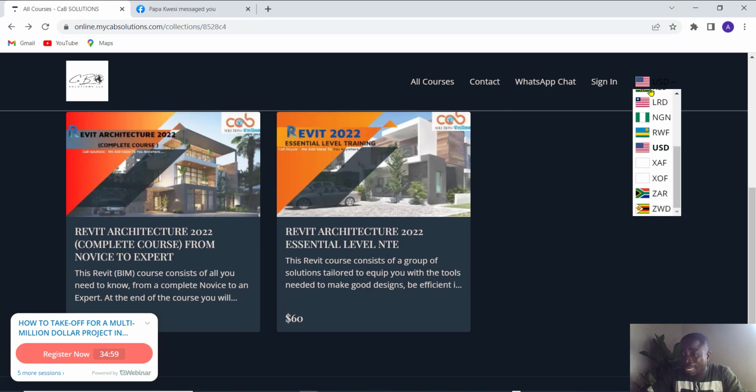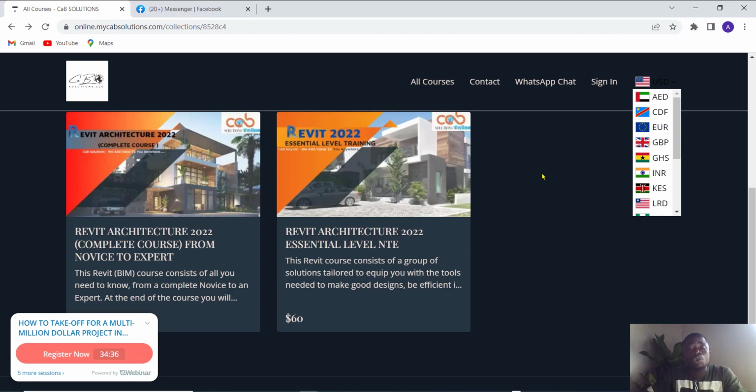When you come down here, you can choose the country you are in and the currency. If you are having difficulty and you're not seeing your country here, don't worry, just choose US dollars and you can make the payment with your Visa card, your PayPal account or your Stripe, and then you will have your full course straight away. So you can enroll now and take advantage fully of it.